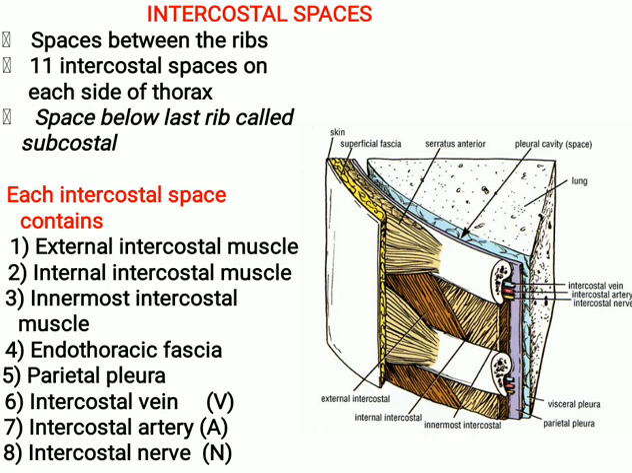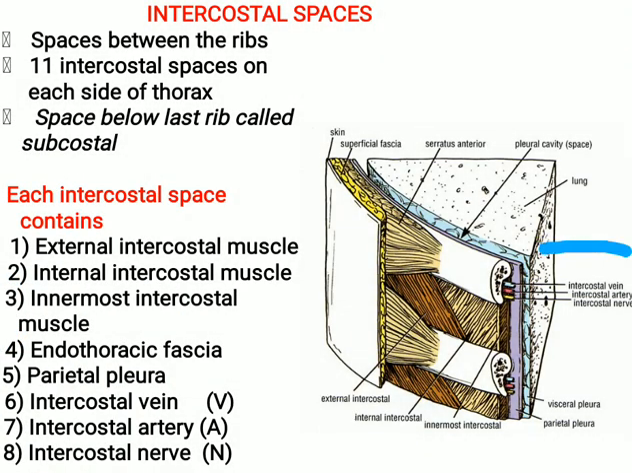Each intercostal space is associated with structures of a kind. We have the external intercostal muscle, internal, then the innermost intercostal muscle. We have the endothoracic fascia, parietal pleura, the intercostal vein, intercostal artery, and the intercostal nerve.